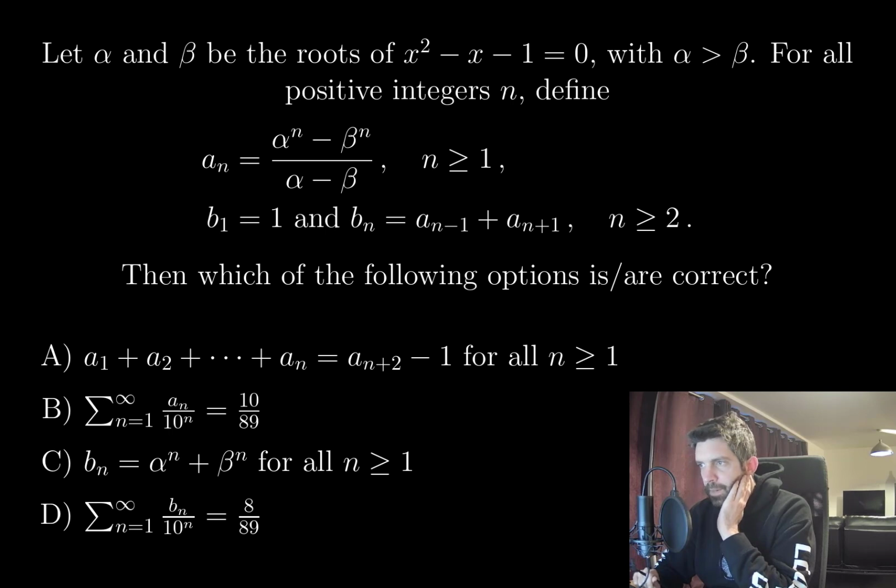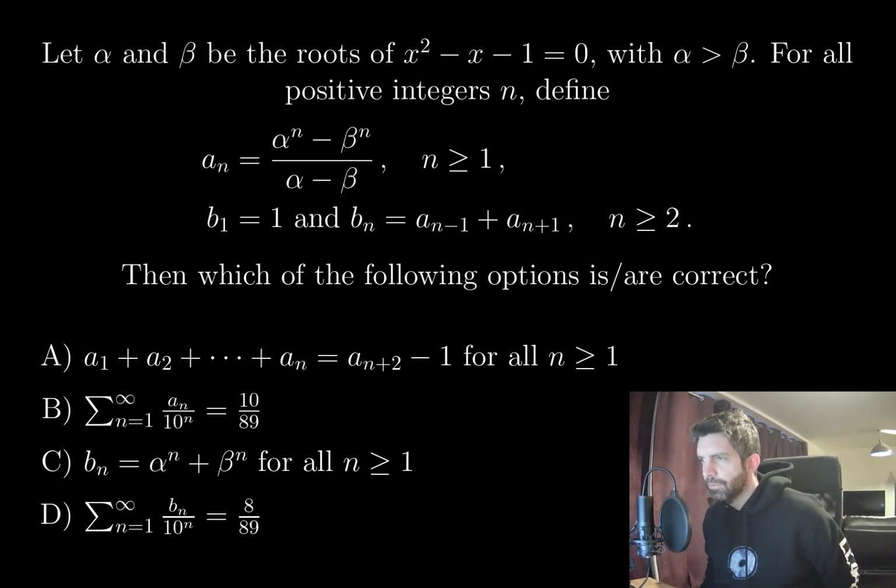Okay. Then which of the following options is or are correct? The sum of a1 to an is equal to an plus 2 minus 1. Or the sum as n goes to infinity, well, there's a lot of options here. I won't read them all out, but I'll write them so you can see them in the video.